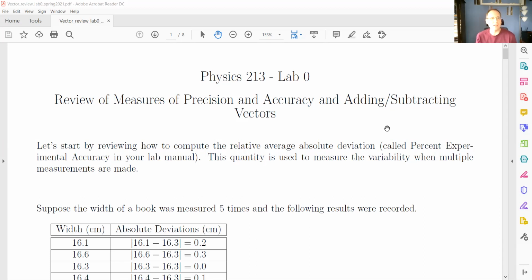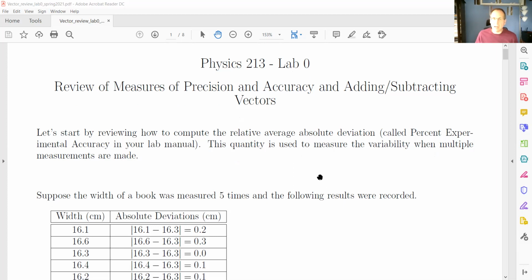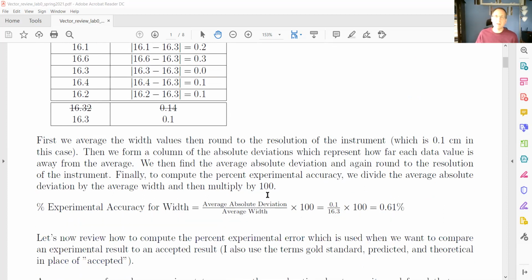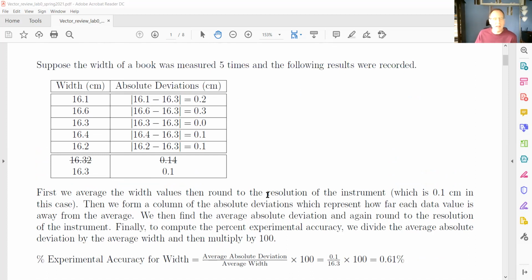That'll be very important in a later lab when we look at electrostatics and when you look at this in lecture as well. Okay, so what I did was I started the first few pages of this handout where I went over a problem where I review how to compute percent experimental accuracy first. So I want you guys to look at that example carefully. Remember, again, percent experimental accuracy. It's also called the relative average absolute deviation. And really, it's a measure of precision, right? It's a measure of the variability in the data.